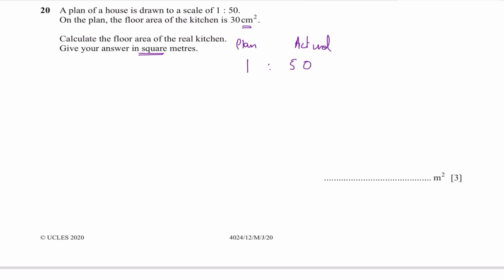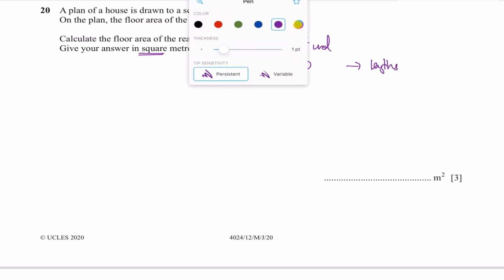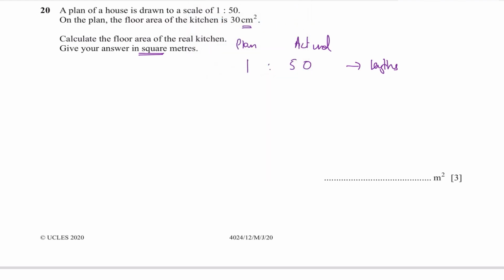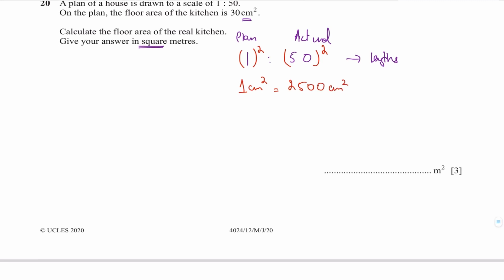So 30 is on the plan, so I'm going to put it under 1, and then for the actual it's going to be x. And if you do it like this, you're going to end up making a very common error and you'll get the wrong answer. So basically I'll tell you why that is. Because the scale that we have is only suitable for converting lengths. So if you want to be able to use this scale in order to convert area, you'll have to square both sides. So once you square both sides, you know that 1 centimeter square of area is going to be equal to 2500 centimeters square of area in actual.